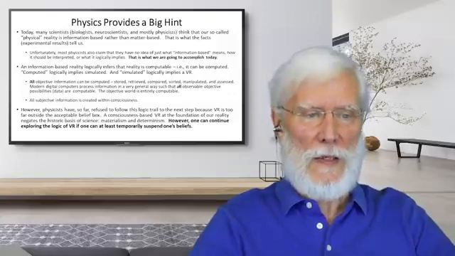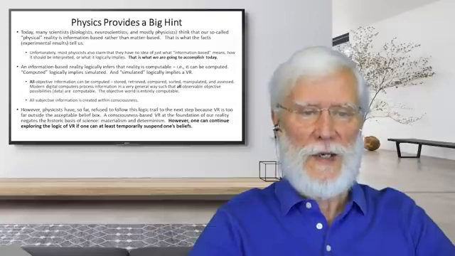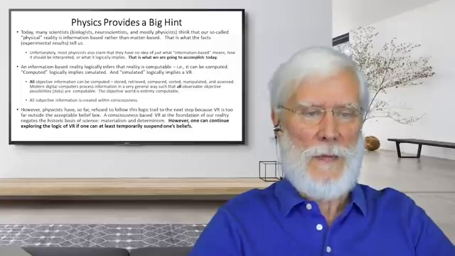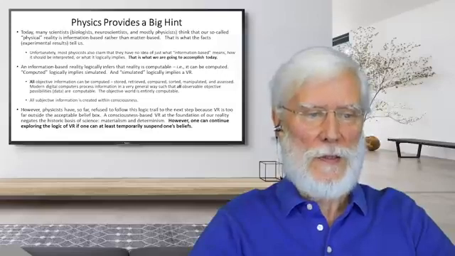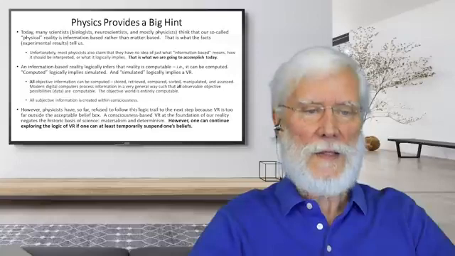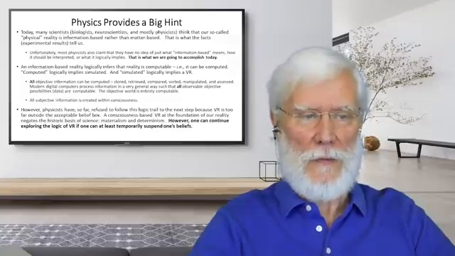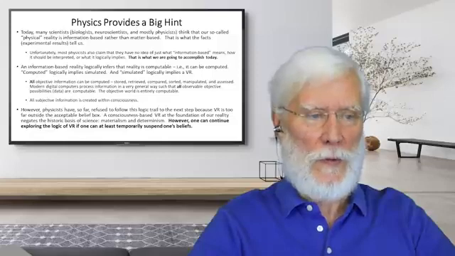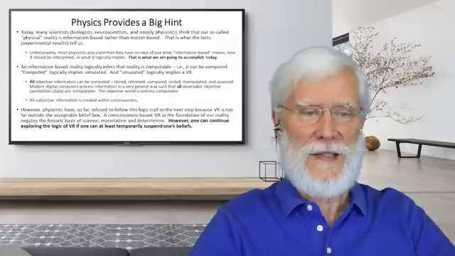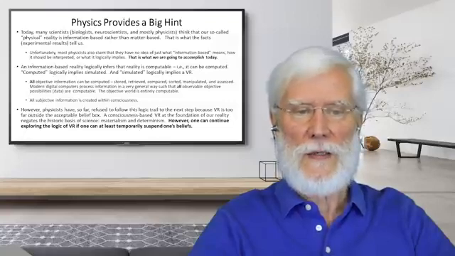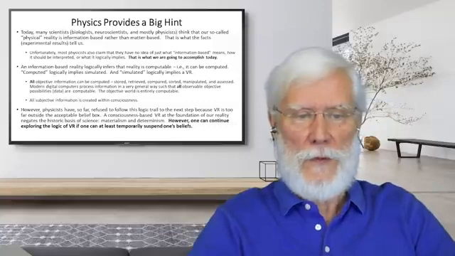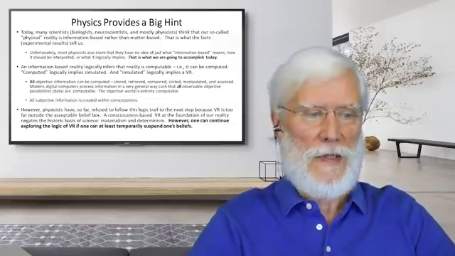Now, an information-based reality logically infers that reality is computable. All information is computable. What does that mean? Computable means it can be computed. Computed logically implies simulated. And simulated logically implies a virtual reality. So our reality is information-based. Therefore, it's computable. If it's computable, that implies it is a simulation, and another word for that is a virtual reality. Well, all objective information can be computed, stored, retrieved, compared, sorted, manipulated, and assessed. That's the nature of objective information.